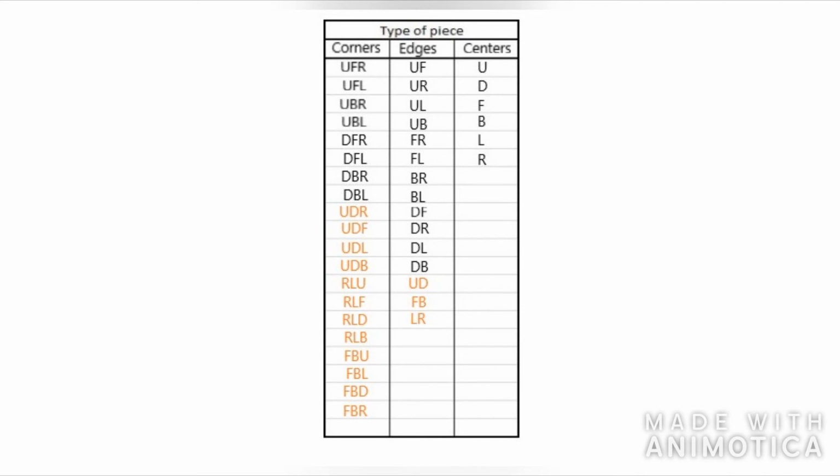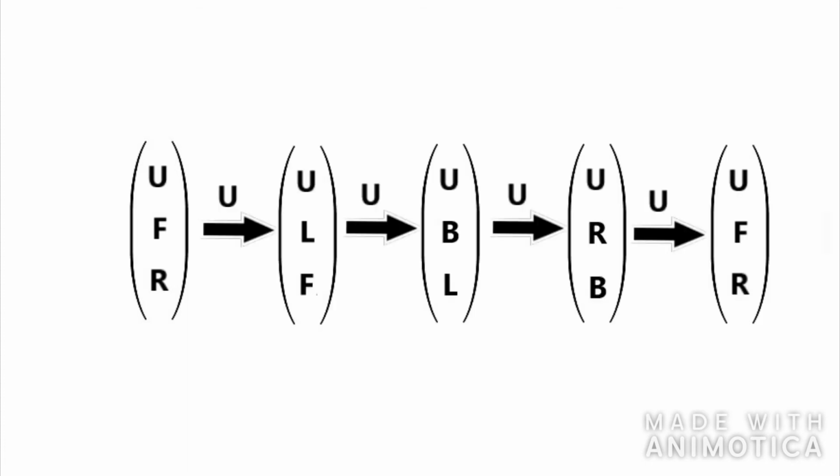So, if we look at the real pieces and how they react, we can represent each piece like this in a column vector, with each position it should be in order. Now, if we break it down and look at just the stickers under a U move, we see that the only pieces that are affected are those which have a U sticker.